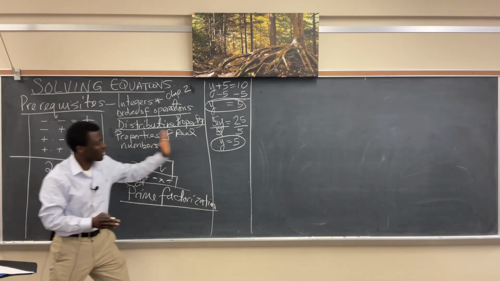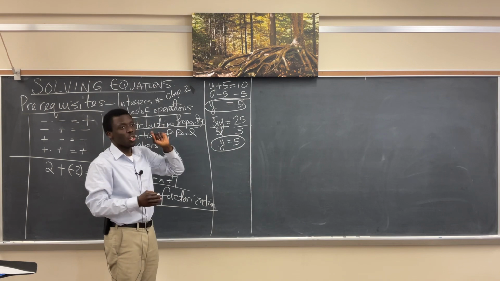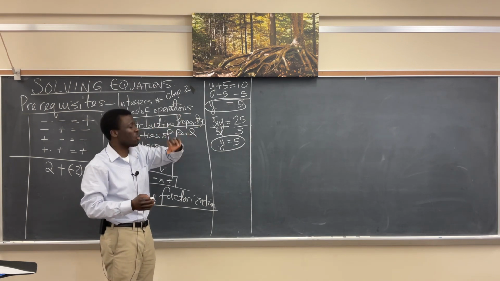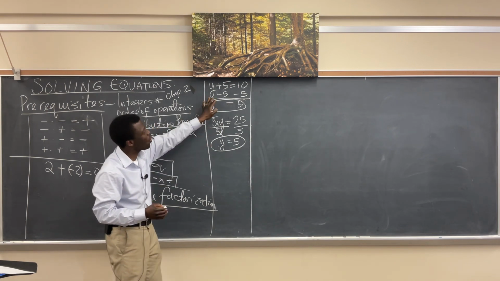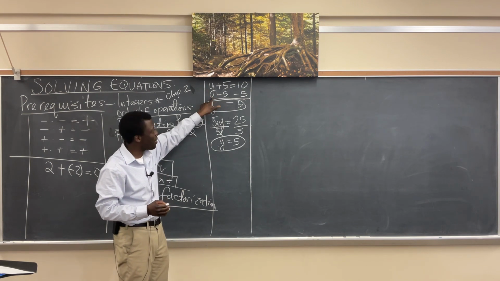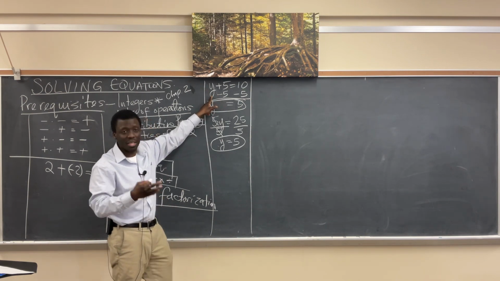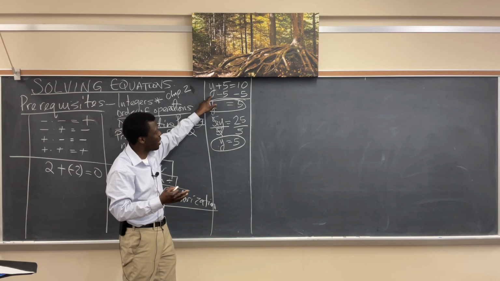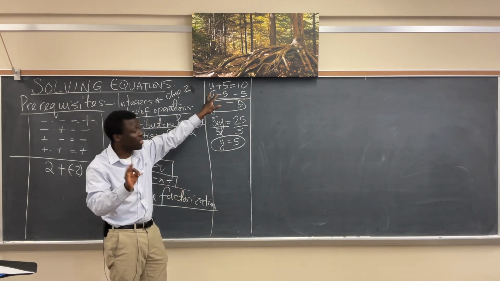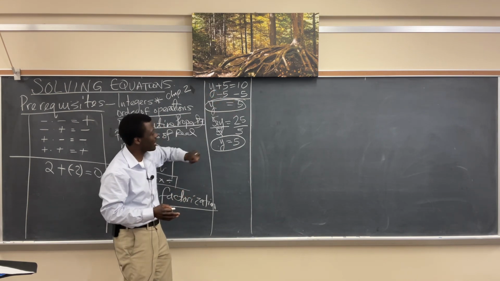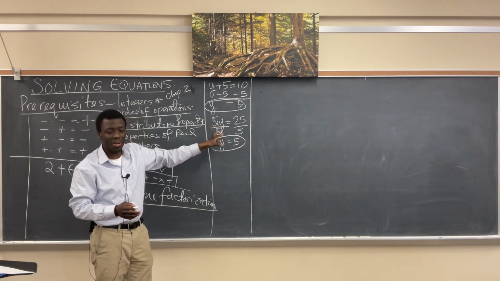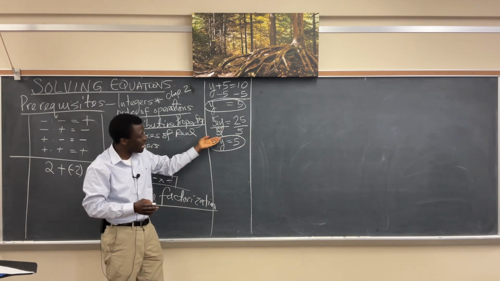Okay, back to our topic here. One-step equations, you add or you subtract or you multiply or divide depending on what the relationship between the variable and the number is, right? So like the variable here and this number, what's their relationship? Addition. So we subtracted 5 from both sides. The variable and the number here, what's their relationship? Multiplication. So we divided both sides by 5.